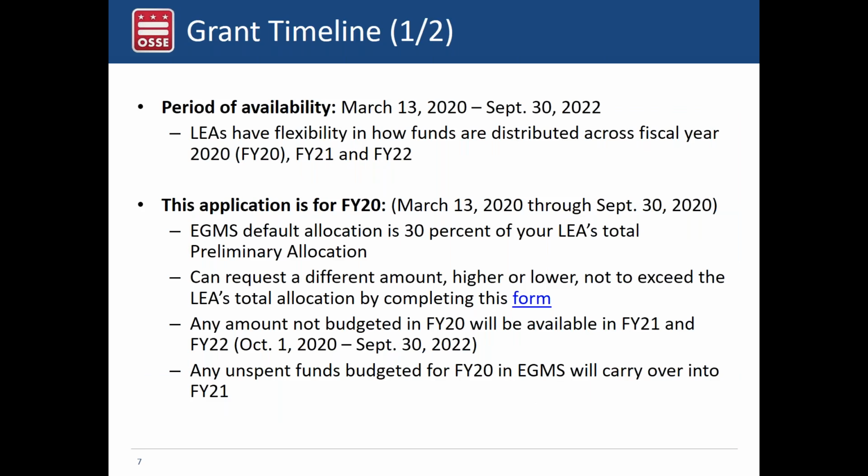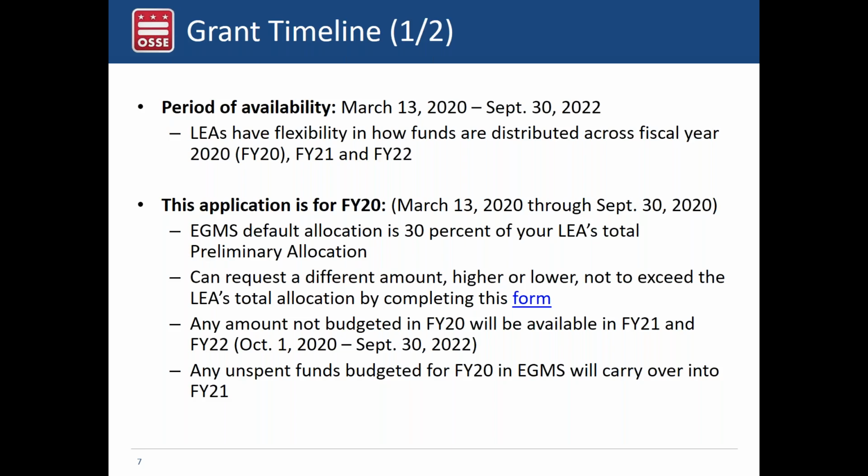The period of availability for CARES-ESSER funds is March 13th, 2020 through September 30th, 2022. This means that your LEA will be able to request reimbursements for allowable costs incurred back to the date that the President declared a national emergency, which is March 13th, 2020. But LEAs have flexibility in how the funds are distributed across the fiscal years, FY20, FY21, and FY22.